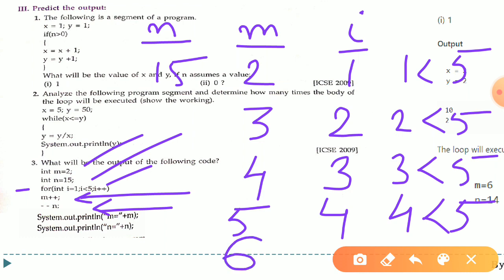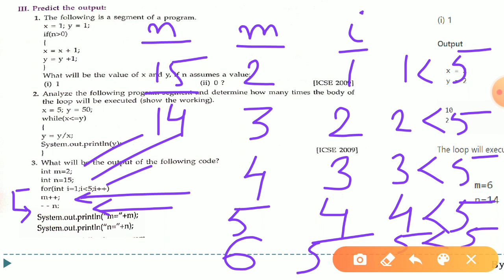It becomes 6. Now you will be having i plus plus, again the value of i will be incremented and it becomes 5. So for 5 less than 5, the condition is false. Now it will be coming out of this for loop. Now this minus minus n will be evaluated and the value of n will be decreased by 1. So you will be getting 14 over here.